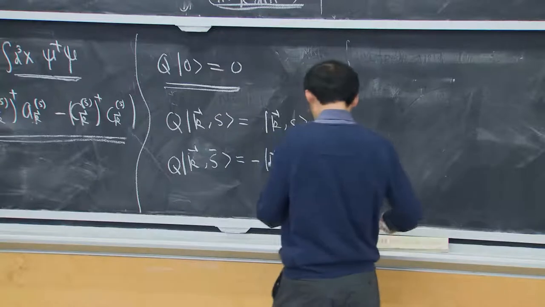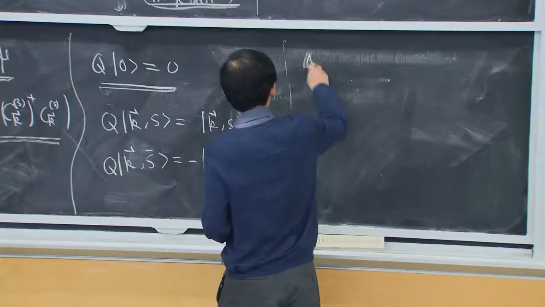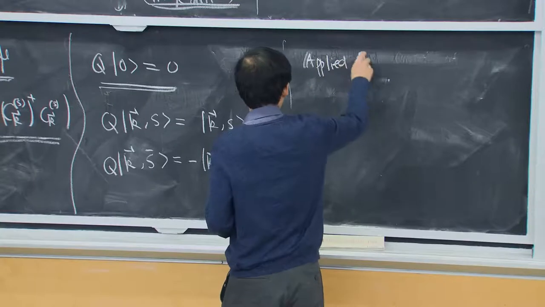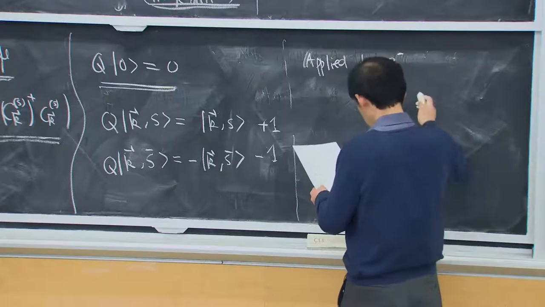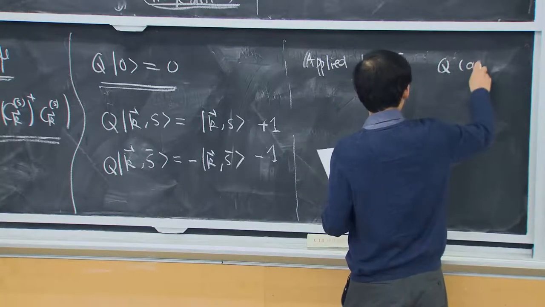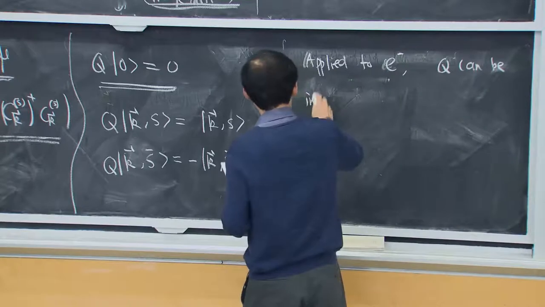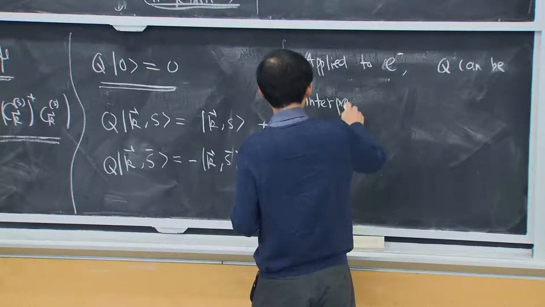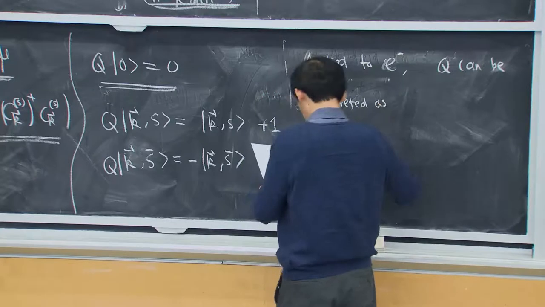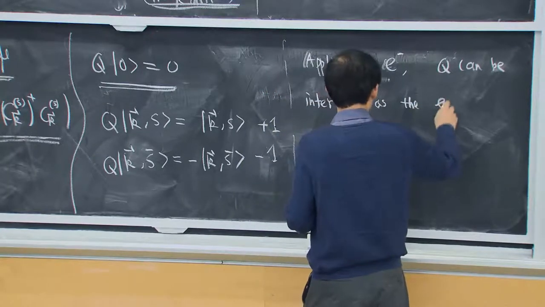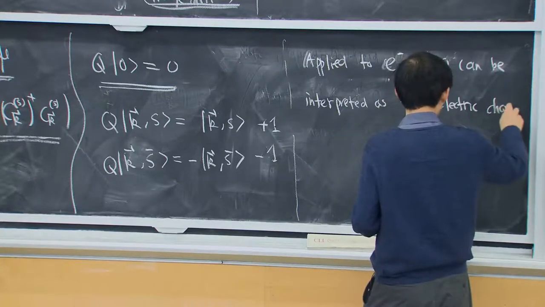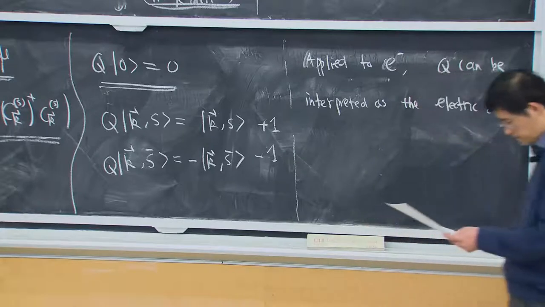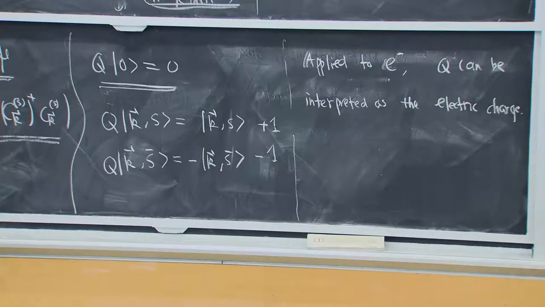So this is actually my next remark. Electron. So Q can be interpreted, up to a sign and a unit, as the electric charge. So this is essentially the electric charge. We will see later that this is the charge which couples to electromagnetism.